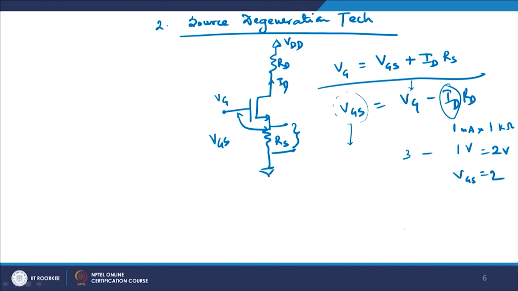Now let us suppose this becomes 2 milliamp. So 2 into 1 is 2 volts, and therefore VGS goes from 2 volts to 1 volt. VGS becomes 1 volt, which means that with an increase in current the gate to source voltage reduces, and therefore it helps you to reduce the current. So this is basically a negative feedback control, negative feedback control. I will explain to you just now how.